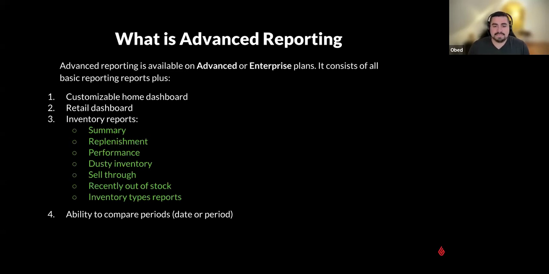And then the biggest difference between the two is you will have access to the inventory reports. Basic reporting doesn't have access to inventory reporting, but advanced reporting includes that. So inventory reports, there will be a couple of them that are added by default. That will be their summary reports, replenishment and performance. We will also include inventory sell through, recently out of stock, and inventory types. So we'll go over the different reports later, but you can see here a quick summary of the different inventory reports that are available.